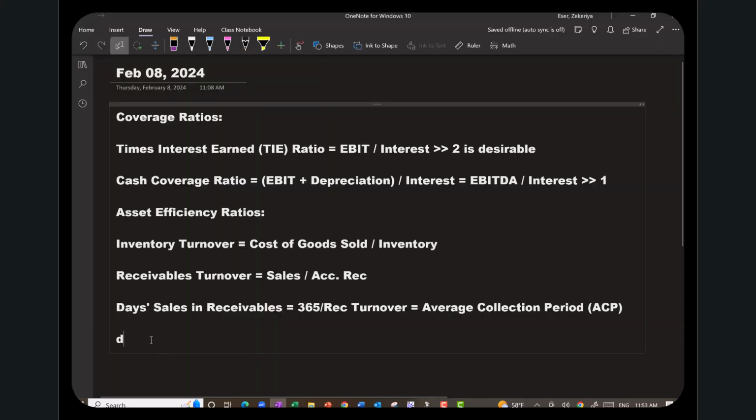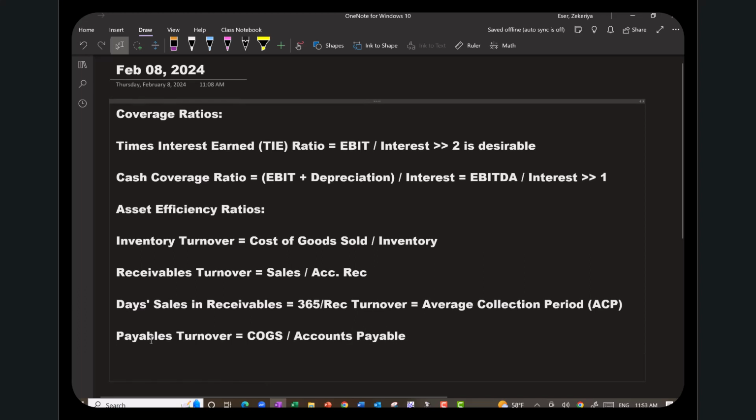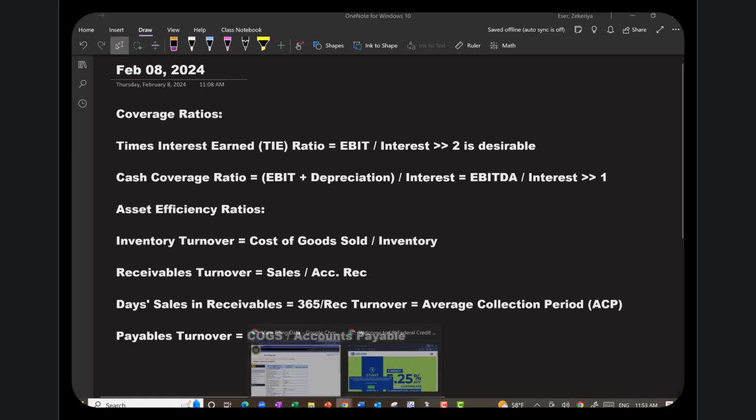We will also look at payables turnover. And that would be cost of goods sold divided by accounts payable. So basically, how long do you get to pay your bills, if you think about it? So let's calculate that for Walmart only.